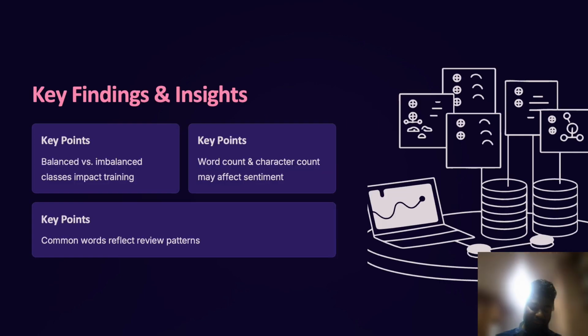Once we understand whether our data is balanced or unbalanced, what word count and character count we have, and what the common words are, our EDA has given a lot of valuable insight. We have identified patterns with the help of word usage, potential data imbalances, and key numerical features which can be useful for our modeling, which is going to happen in the next step.